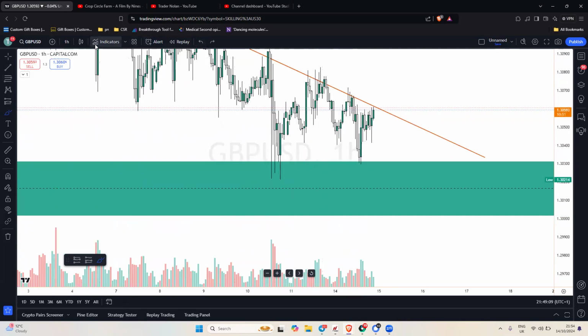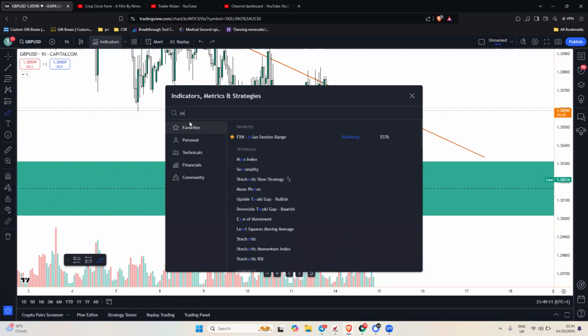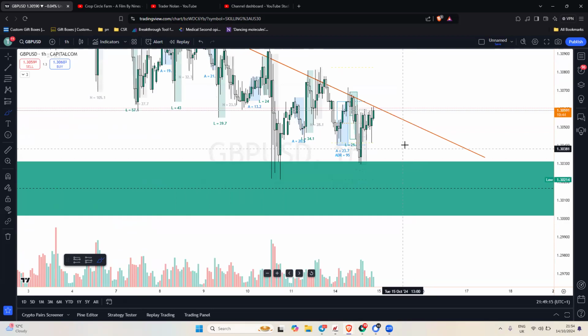So as far as the indicators, let's get the Asia session range on. Let's get the session ranges on.